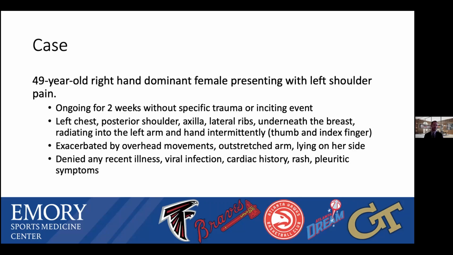And then occasionally she would have these intermittent symptoms that would radiate into the hand, specifically the thumb and the index finger. These symptoms were exacerbated by overhead movements, when she outstretched that arm, and when she laid on her side. She didn't have any recent viral illness, no infections, no cardiac history, no real pleuritic symptoms, and no recent rashes that she was aware of.